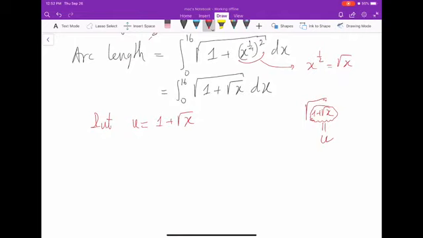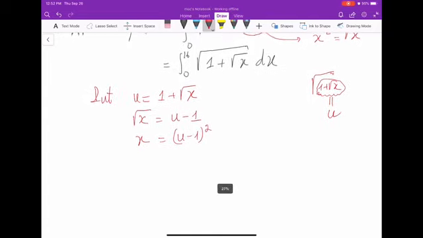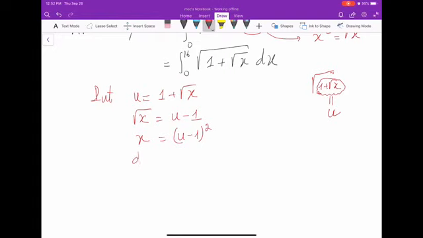But before that, usually when we do substitution, we differentiate right away, right? But in this situation, I will do it another way. I will solve this equation for x, okay? From here, I get square root of x is equal to u minus 1, and then x equal to u minus 1 squared. Only after this, I differentiate. So I have dx equal to 2 times (u minus 1) du.